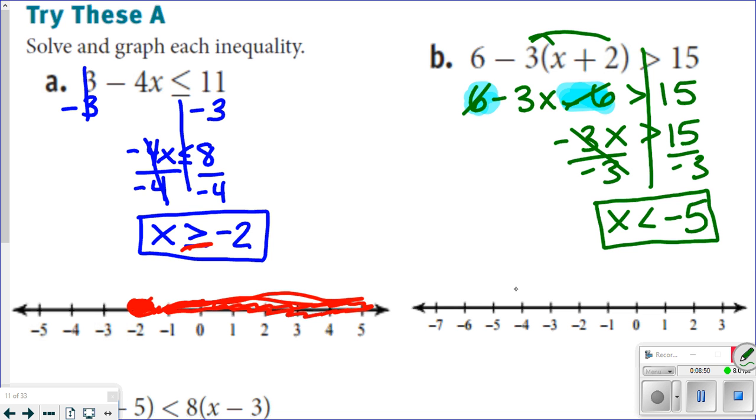Let's put our circle at negative 5 and we're going to leave it open because negative 5 is not included. And I need all numbers less than that. So 3 is greater, 1 is greater, so those are not solutions. The numbers to the left are, so we're shading to the left.